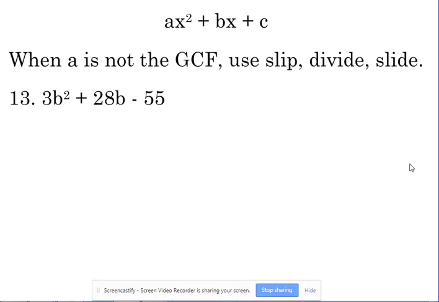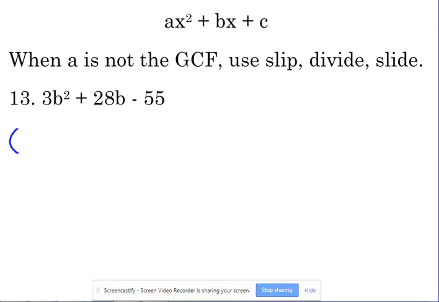Okay, so when ax squared plus bx plus c is our general form for a quadratic, and that leading coefficient is not the GCF, there are two ways that you can do it. You can do trial and error, or you can use the slip, divide, and slide method. I don't know if you've ever seen that before, but I'm going to show you how to do it both ways. Some people prefer one method, some people prefer the other. This is how I learned how to do these problems.